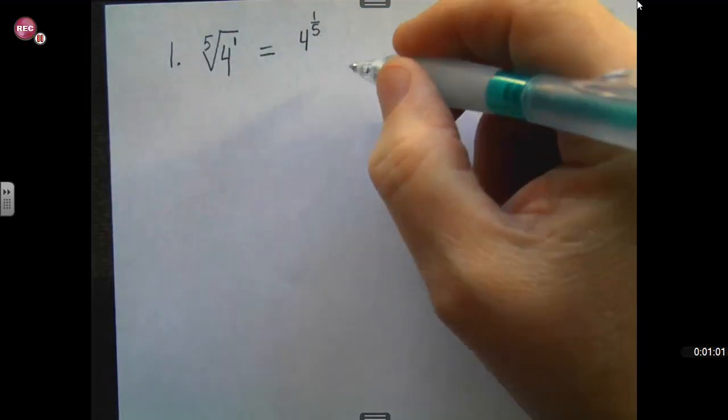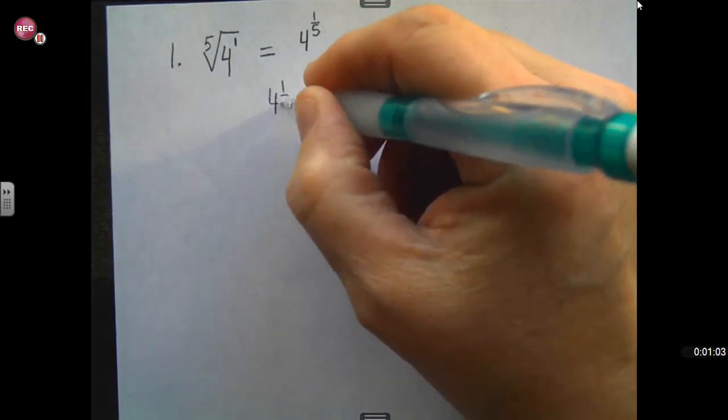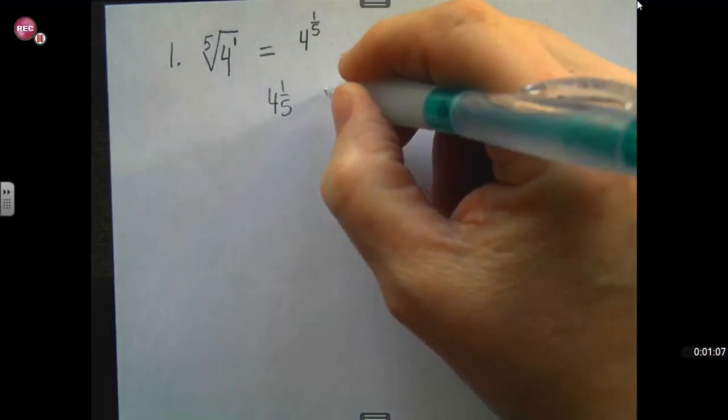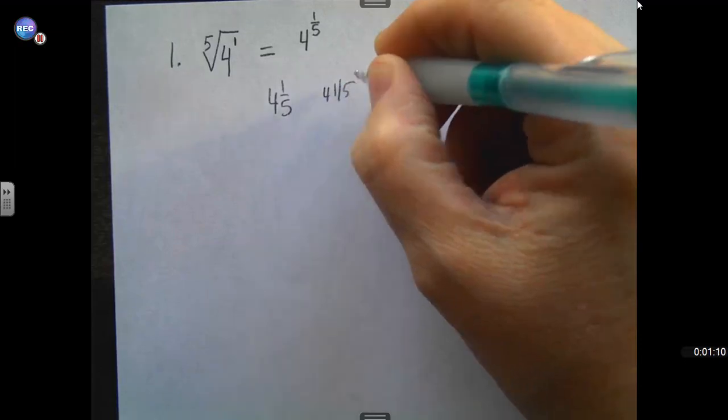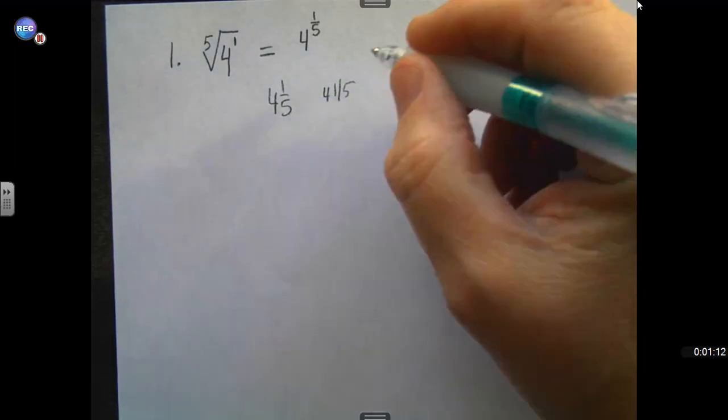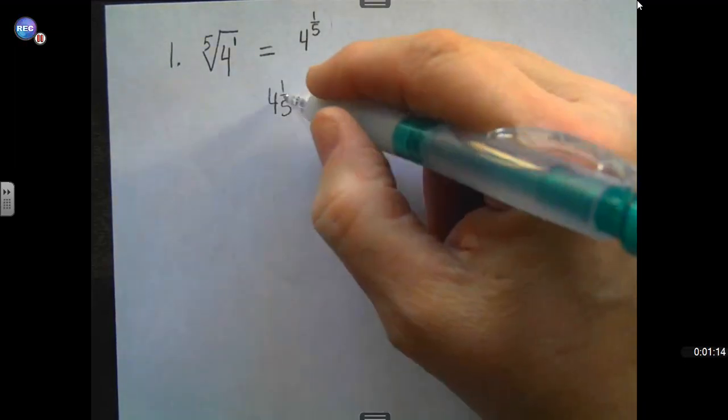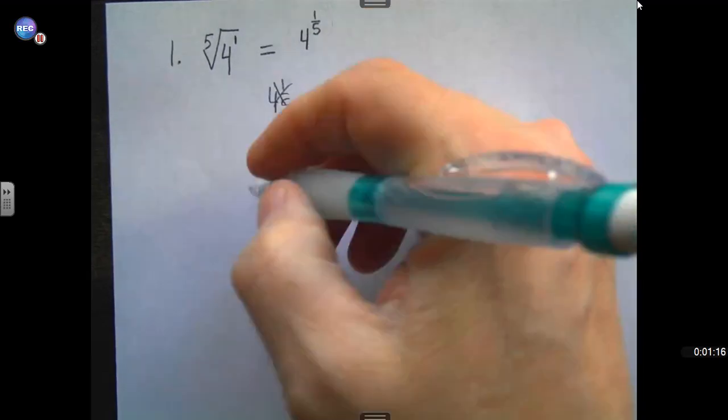And like on the quiz, we had trouble with people writing their answer like that. That's obviously not 4 to the 1/5 power, or like this, that's not 4 to the 1/5 power. This is the best way to write your answer and ensure that you're not going to get it wrong.